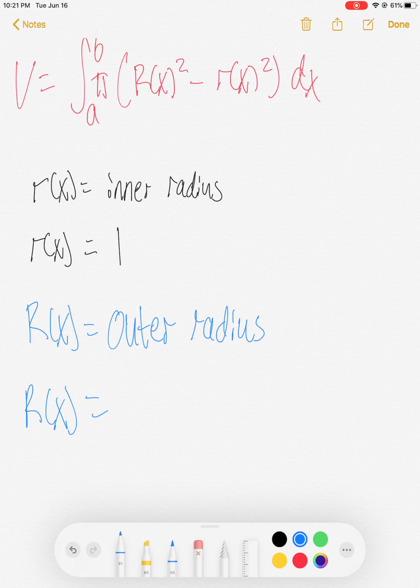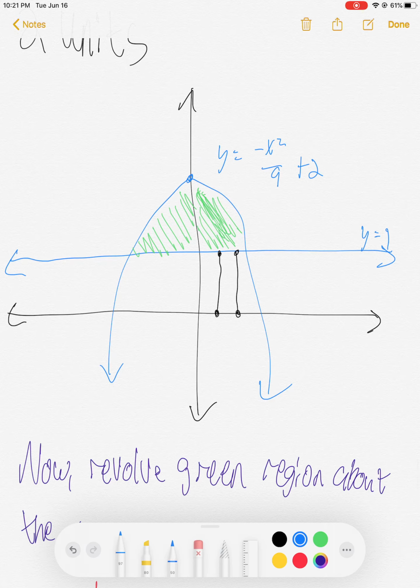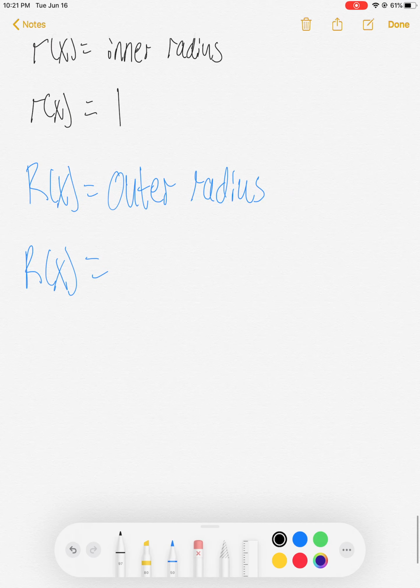And in this case, now I can see that the height of that, like this height, is just given by this function, y equals negative x squared over 9 plus 2. Because since I'm starting at the x-axis, when I go up here, this distance is exactly equal to whatever y is equal to. So in this case, r of x is just minus x squared over 9 plus 2.